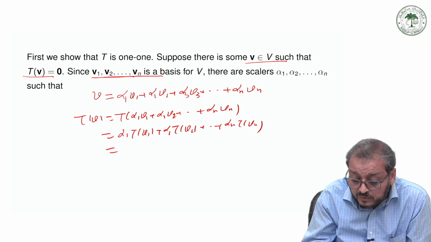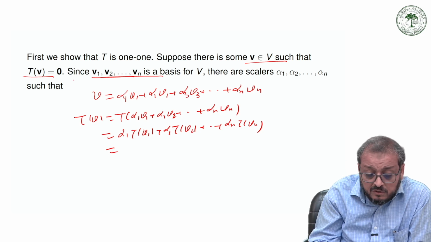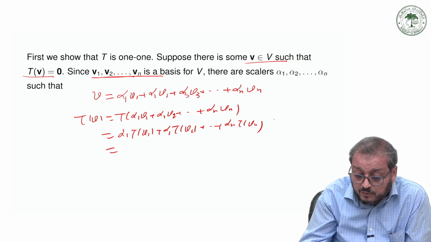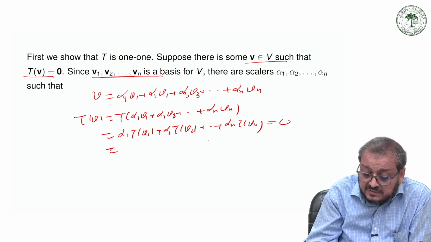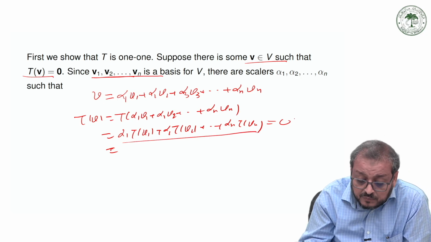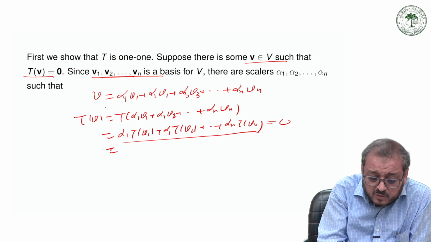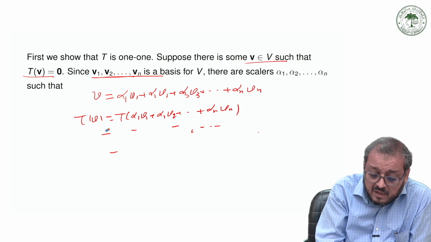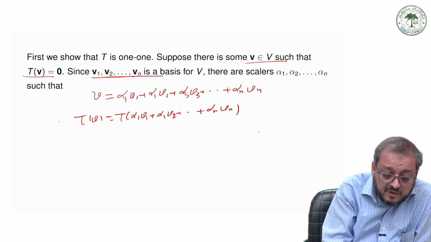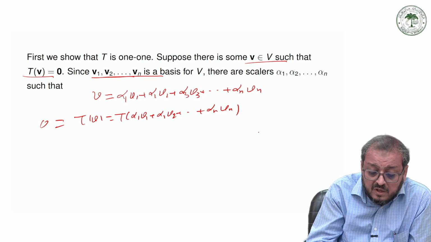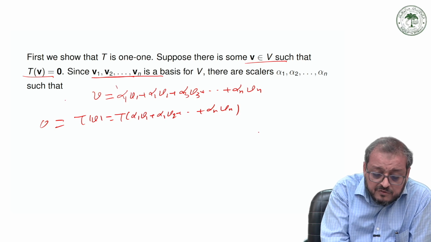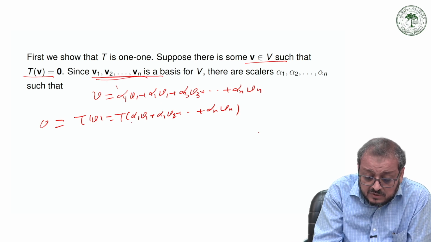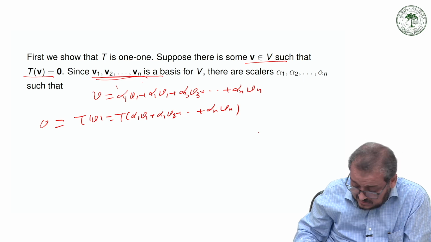Now T of v can be written in this form, and we assume that T of v is equal to 0. So this implies that this vector is equal to 0. Because T of v is equal to 0, we want to show that v is also equal to 0. These are the basis vectors, so they are linearly independent, and all scalars are equal to 0.